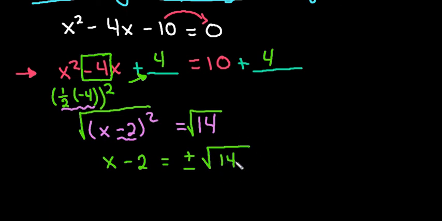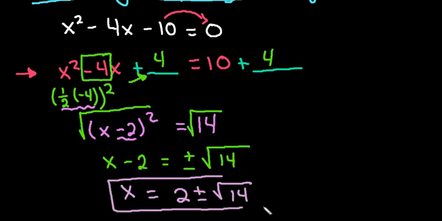But I can't simplify this one because 14 is 2 times 7, and so there are no perfect squares that divide into 14. And then our last step is just to get x by itself. So we would have x equals 2 plus or minus the square root of 14. And this would be our final answer. So our final answer is x equals 2 plus or minus the square root of 14.